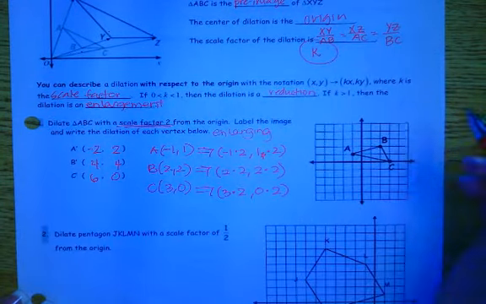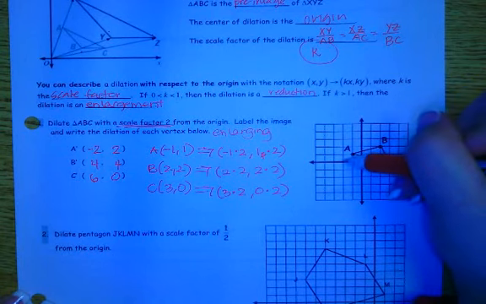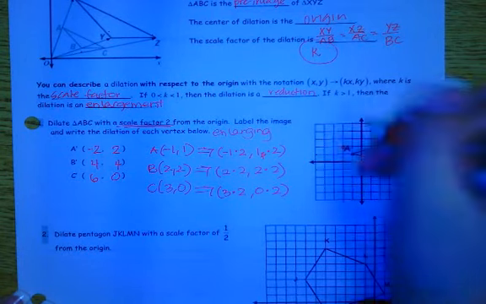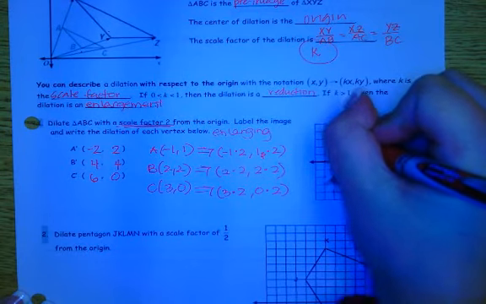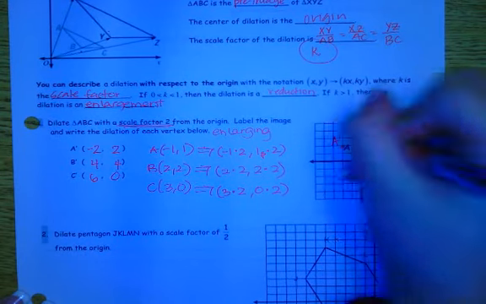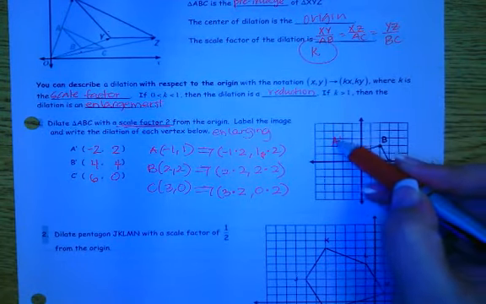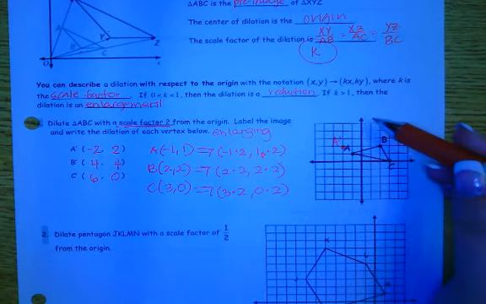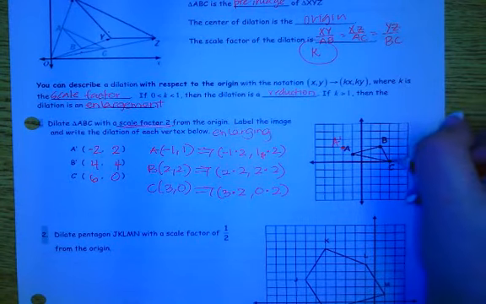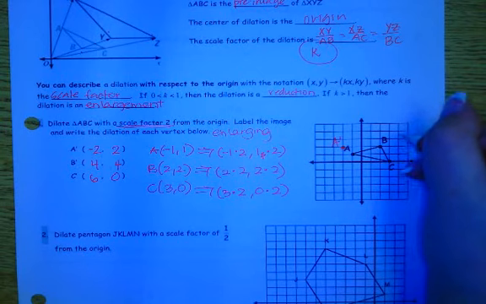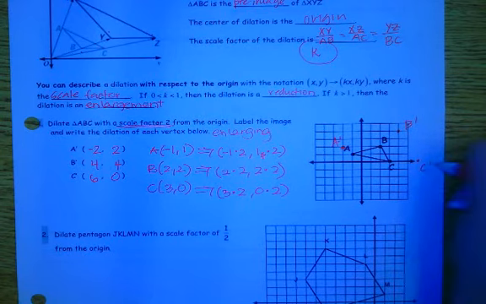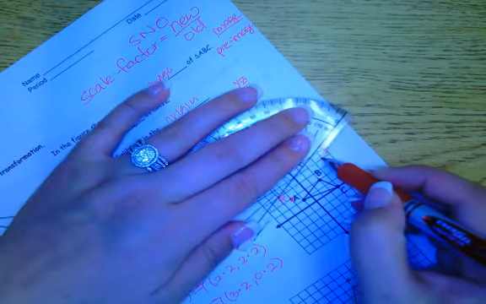So now plot your new points and label them appropriately, so it should be A with a little tick mark, because the little tick mark denotes that that's the image. And you can just guesstimate where C prime would be. And then use your straight edge to draw your new triangle.